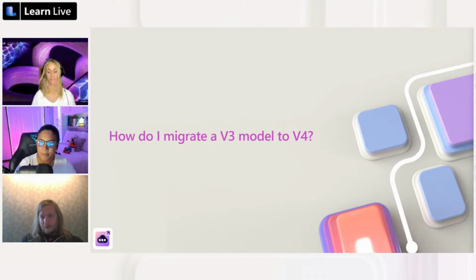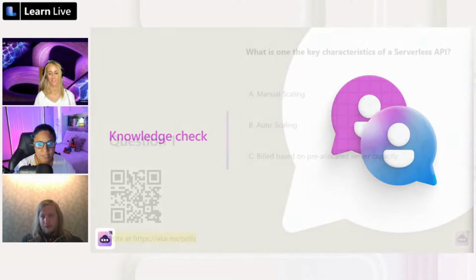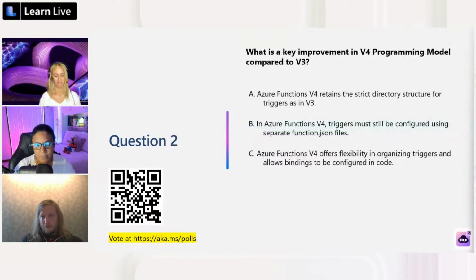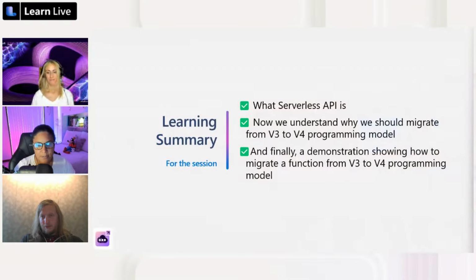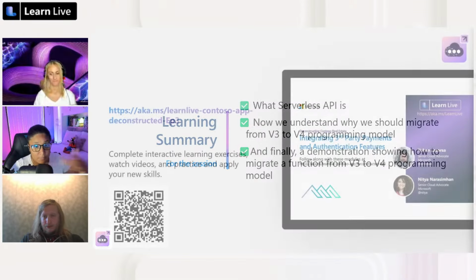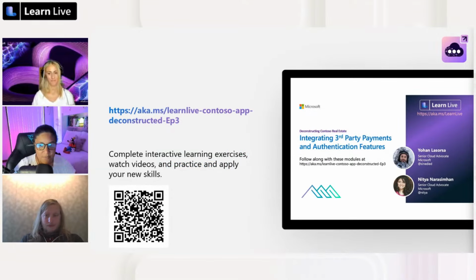Let me wrap here. There are a few questions, but we don't have time, so probably we can talk about that later. But summarizing, we learned what serverless APIs are. Now we understand why we should migrate from the V3 to the V4 programming model, and finally a demonstration showing how to migrate a function. But mainly, we have lesson 3, the next session, unpacking the backend integrations for micro-frontends.